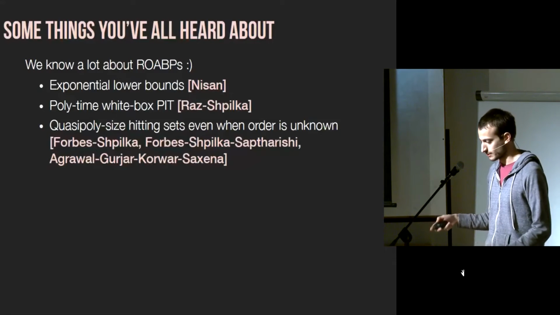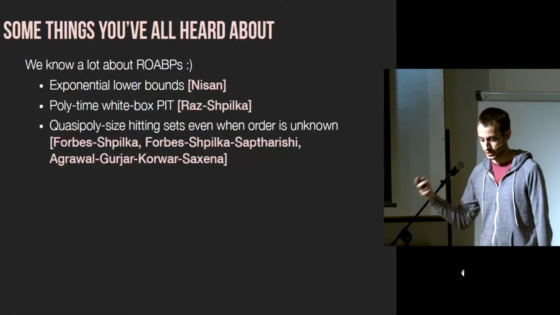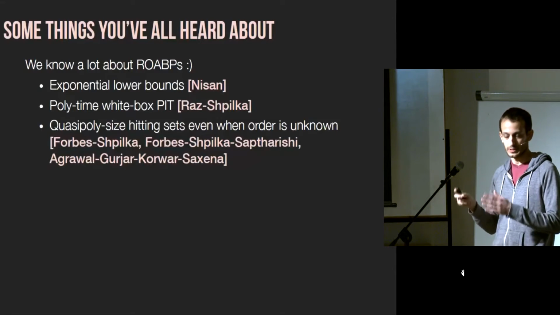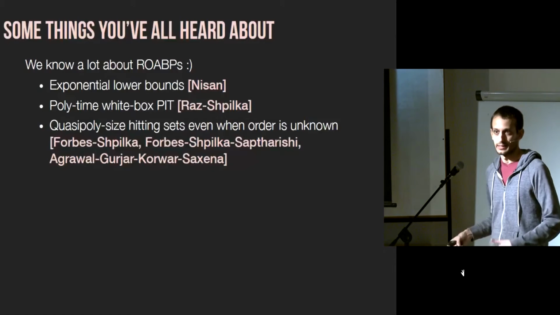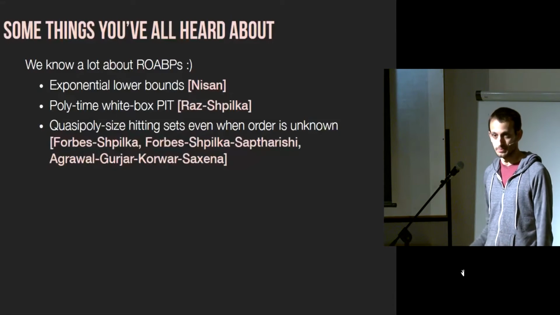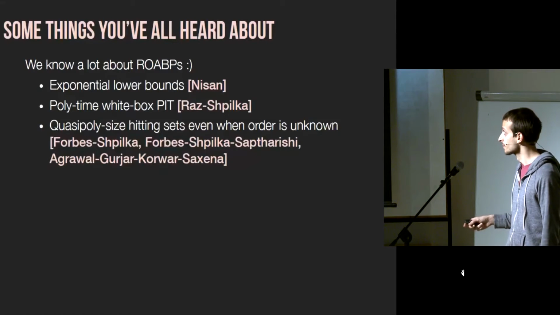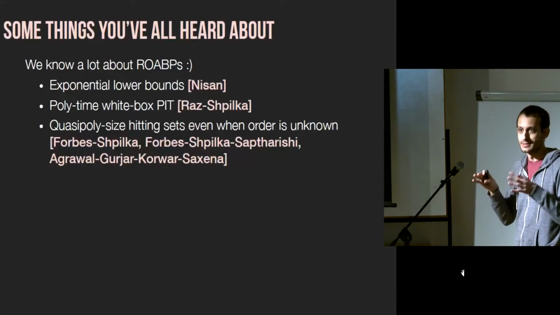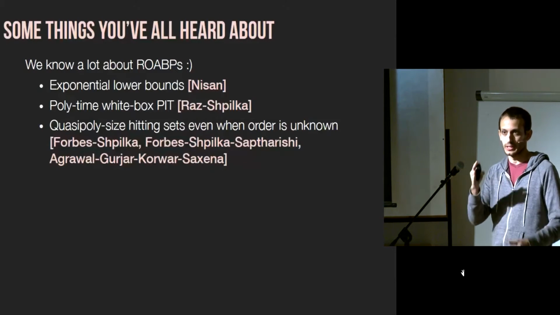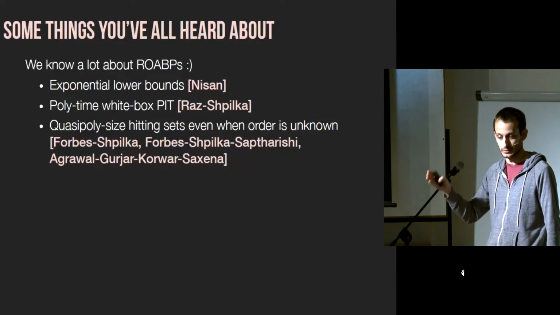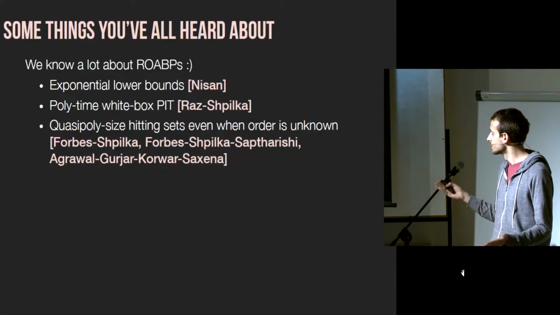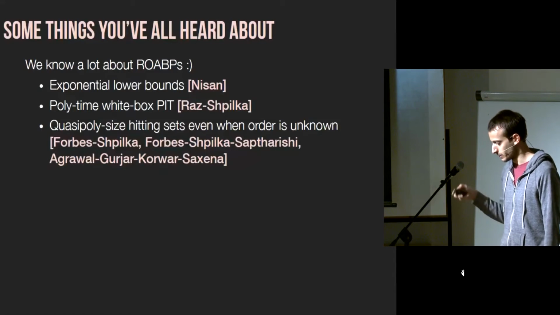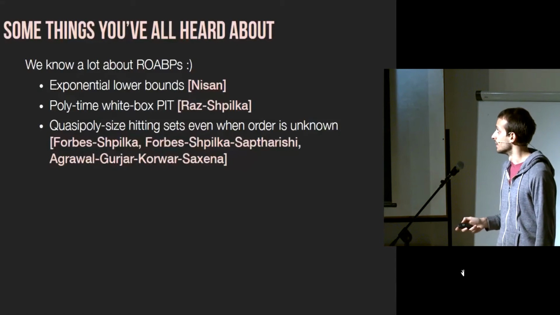In the Boolean case, for example, there's Nisan's generator that Parikshit talked about. It's very important when you design a PRG for a read-once oblivious Boolean branching program that you actually know the order. I mean, you can assume the order is first you read x1, then you read x2, and then xn. Here, it remains quasi-polynomial even when you don't know the order.